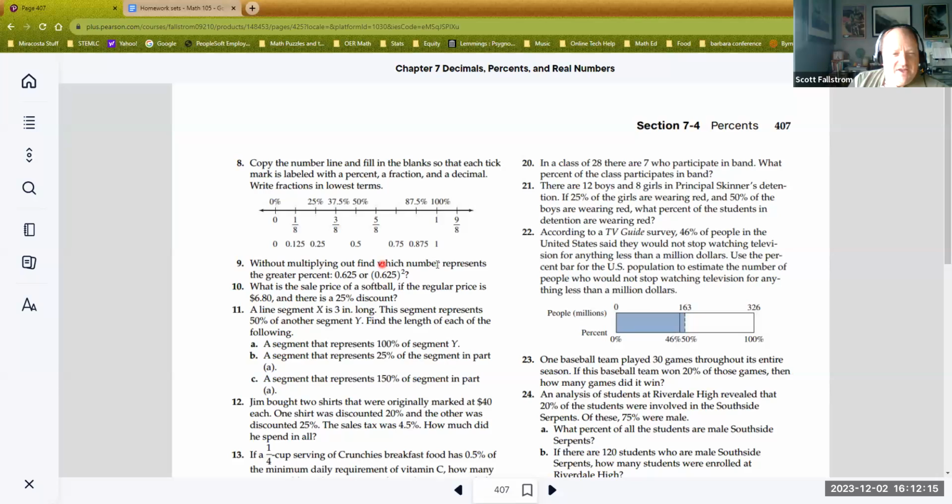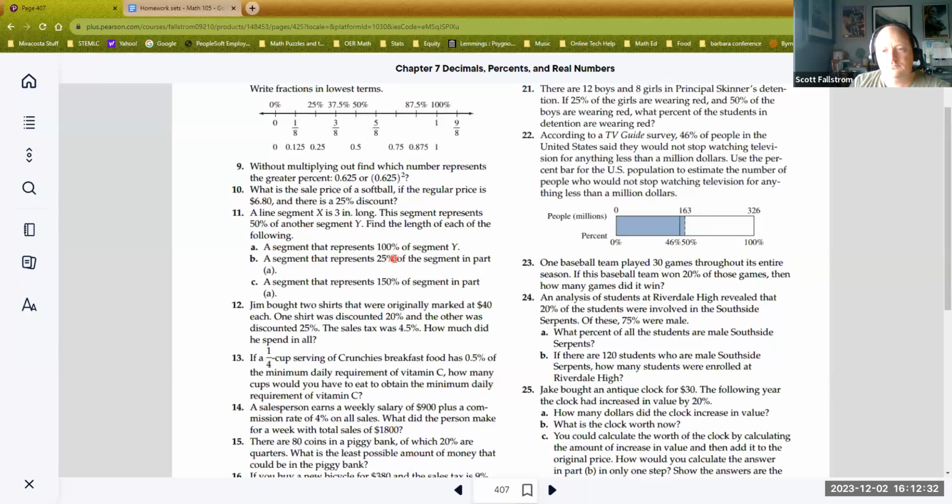Let's see here. Without multiplying out, which number represents a greater percentage? This looks like a test question. 0.625 or 0.625 squared. Which one is a greater percentage? Remember that when we multiply things that are between 0 and 1, it shrinks them down. You're taking a fraction of it. Anything multiplied bigger than 1 scales it up.